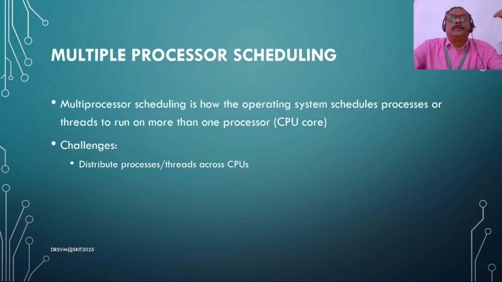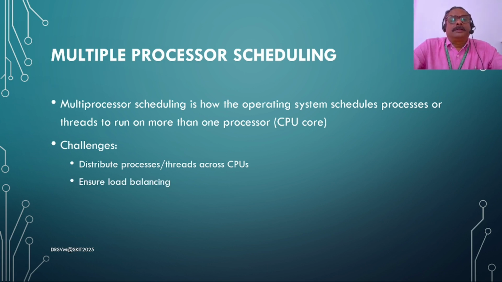The major challenge we would like to look at while working with multiple processor scheduling is how to distribute these processes or threads across all the available CPUs. When a new process comes up, to which CPU or to which core should we attach that process or thread? That is our first challenge. So how to distribute all the current processes on the ready queue to the various processors available, that is our challenge.